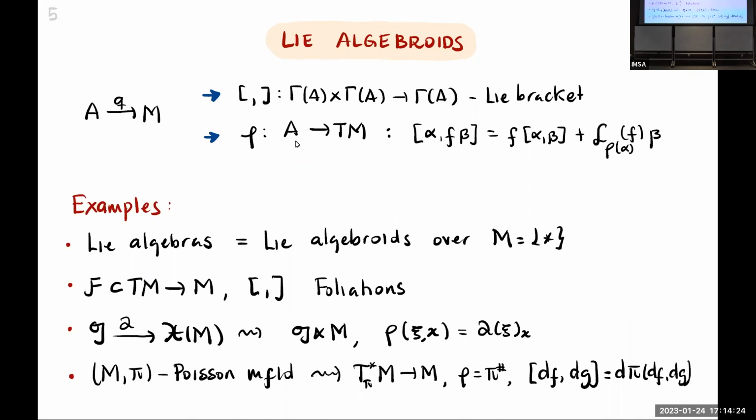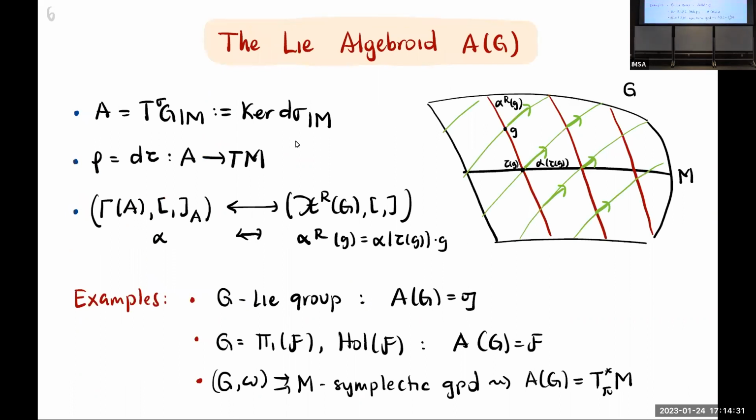Why did I tell you that the Lie algebroids are the infinitesimal counterpart of Lie groupoids? Given a Lie groupoid G, I can consider a vector bundle A over M so that the sections are actually right invariant vector fields of G. Right invariant vector fields of G are determined by their values on the units. So my bundle is actually the kernel of the differential of the source restricted to the units. Each section of A gives me a right invariant vector field given by this formula. And as soon as you realize that right invariant fields are closed under the Lie bracket, you can induce a Lie bracket on the space of sections of A.